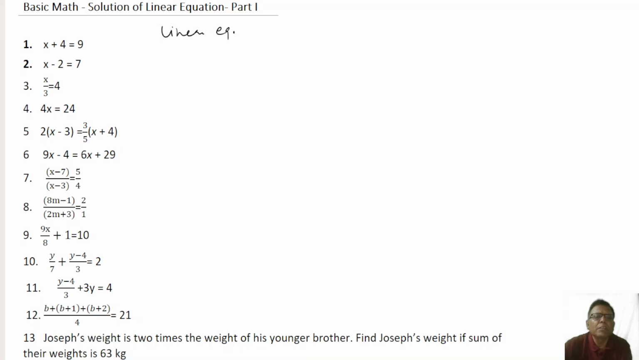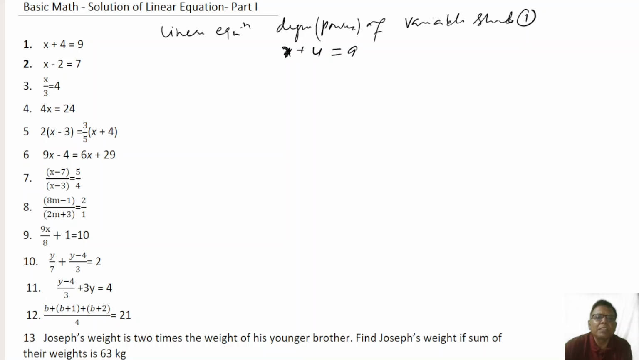A linear equation means the degree, or power, of the variable should be one. So here, suppose x plus 4 is equal to 9. The variable is x, and x to the power 1 is there. So it's a linear equation.